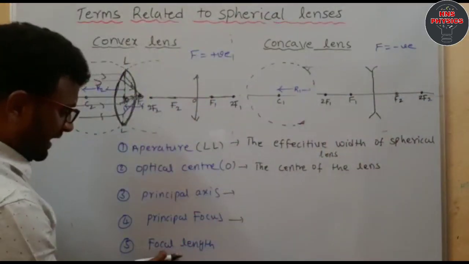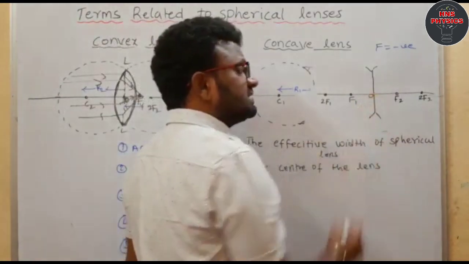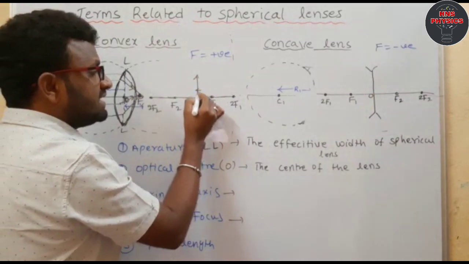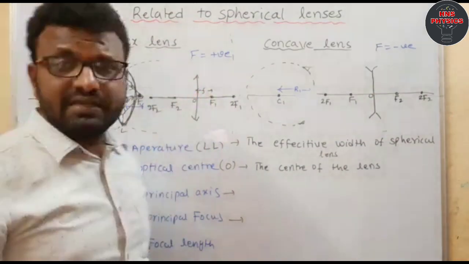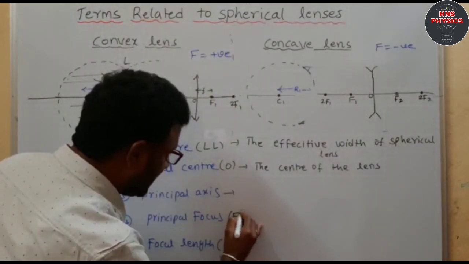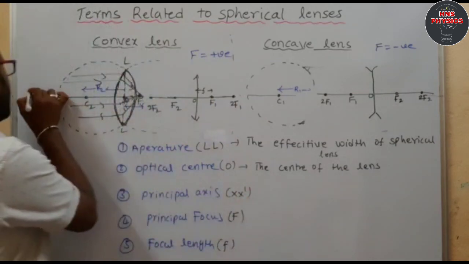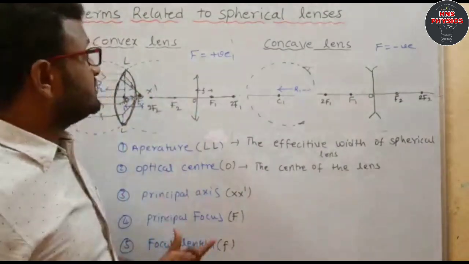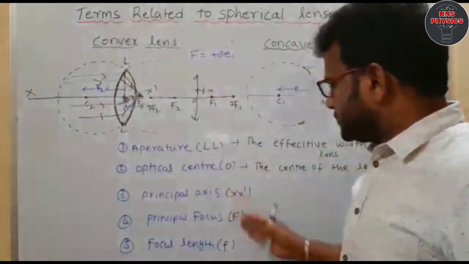Next, focal length. Focal length is nothing but the distance between the optical center and the focus. That is called focal length. It is denoted by small f, and the principal focus is denoted by capital F. The principal axis I am taking here as XX dash. These are the terms related to spherical lenses.